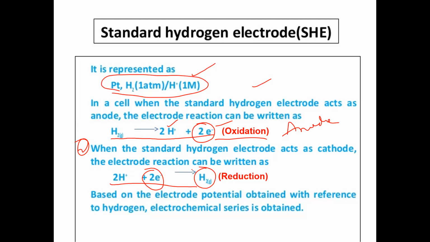So this is about the standard hydrogen electrode, and these are the two reactions, oxidation and reduction. Depending upon the nature of the other single electrode, it will act as either an anode or a cathode. Based on that, you can write the oxidation reaction and the reduction reaction.